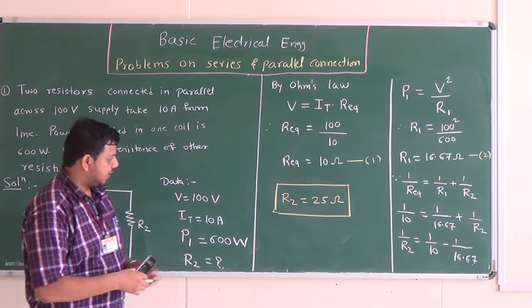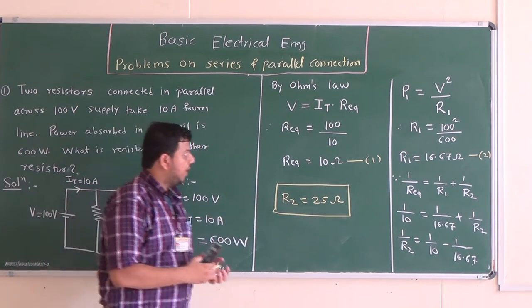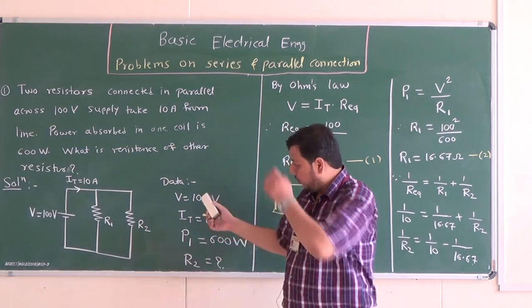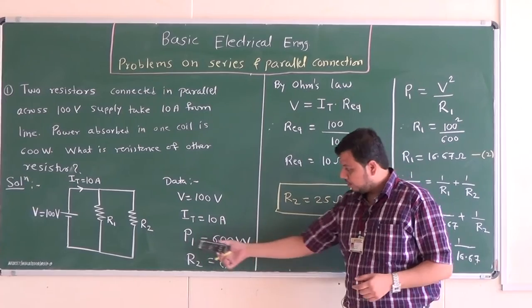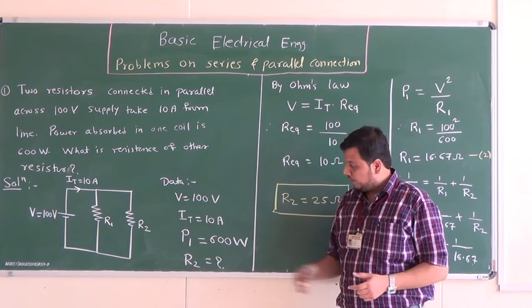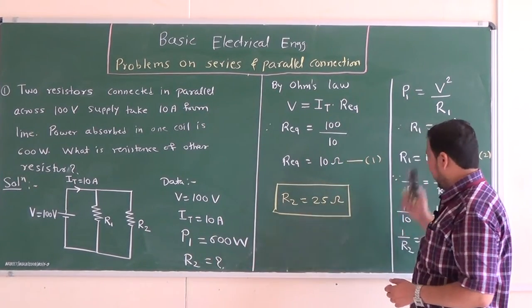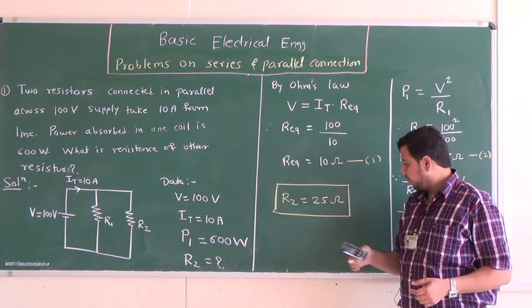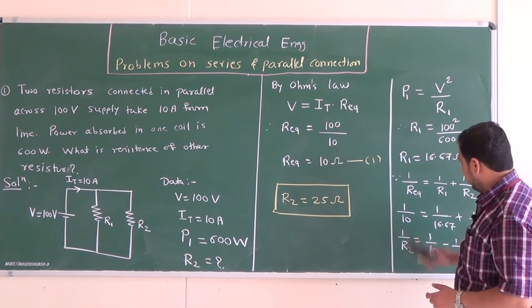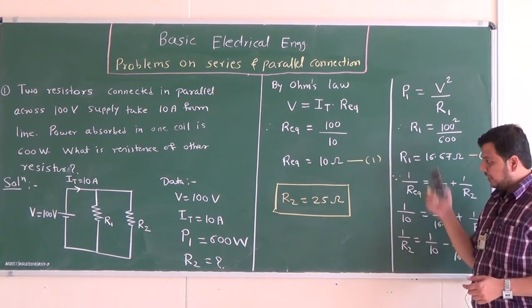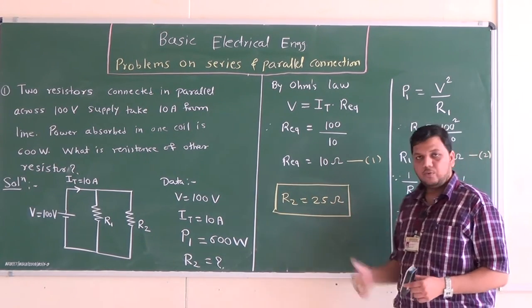Okay, so that is our final answer. What we have done here: by total voltage and total current, we determined the total resistance, and from the power consumed by one coil, we determined the resistance of that coil, R1. Then, using the formula 1 upon R equivalent equals 1 by R1 plus 1 by R2, we substituted the value of R1 and got R2 as 25 ohm.